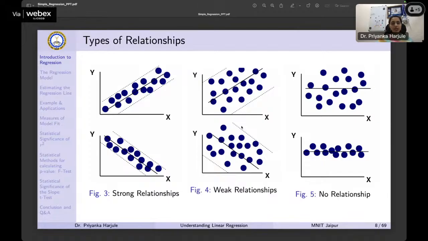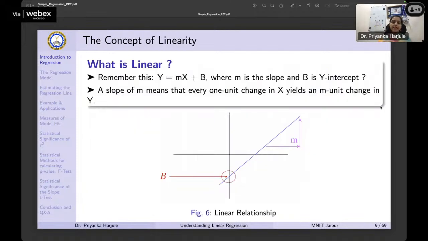Then there are no relationships at all. That is, changes in x do not affect y. Data is random. For example, shoe size and the IQ, they are not related at all. There is no relation at all. So these were some types of relations which we come across in our daily life. So what is linear in mathematical terms?